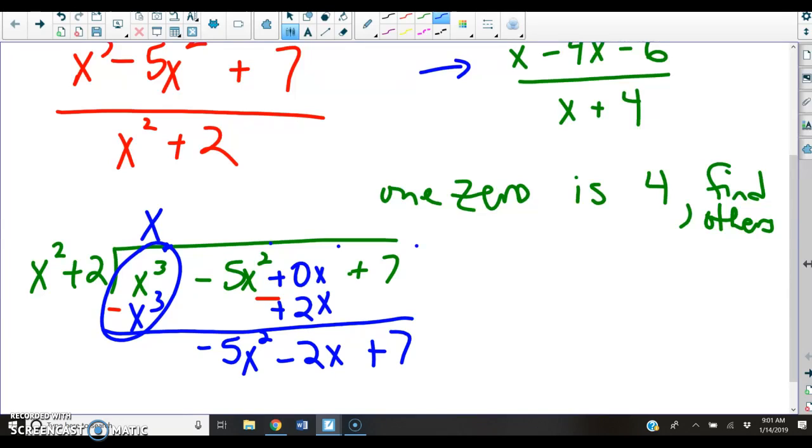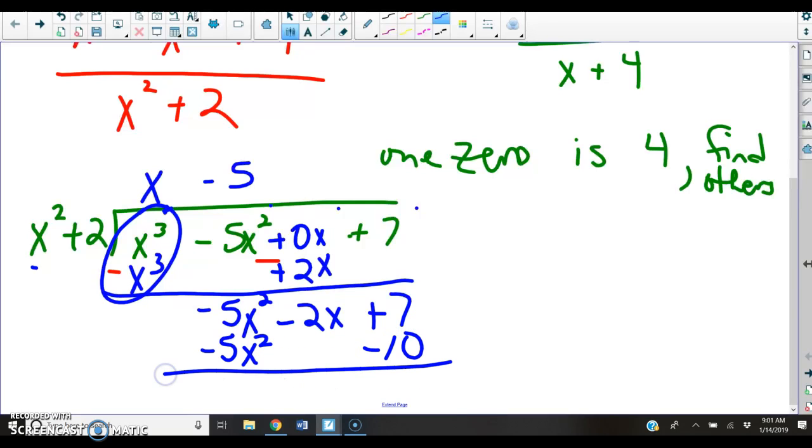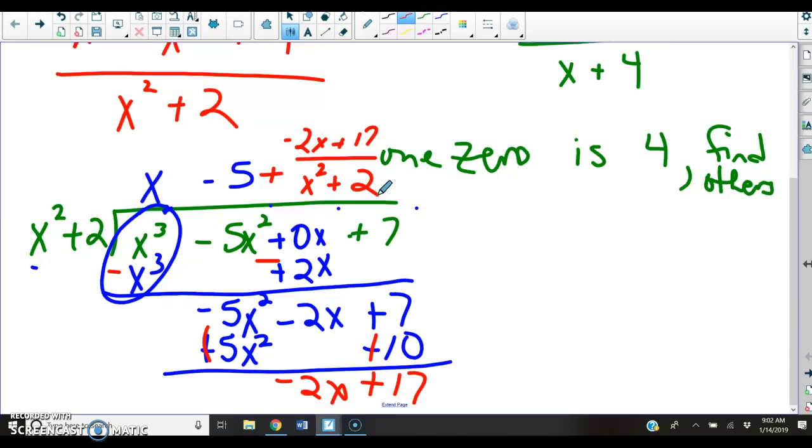Okay, now I'm going to divide negative 5x squared by x squared, and that's just minus 5. You take that partial quotient times your divisor, so that's negative 5x squared and a negative 10. And again, you subtract that. So this will become plus, plus and plus. So we got negative 2x plus 17. And if I didn't make a mistake, there is our answer for division.